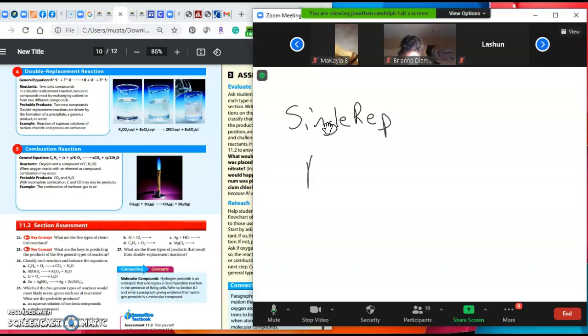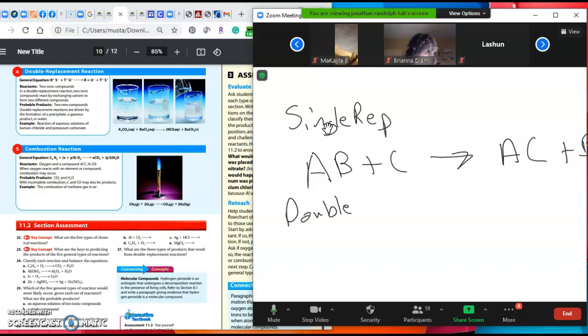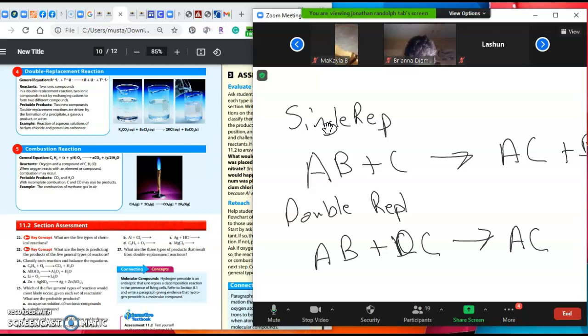Single replacement. You got A, B plus C yielding AC plus B. And then in a double replacement, you've got A, B plus BC yielding AC plus DB.